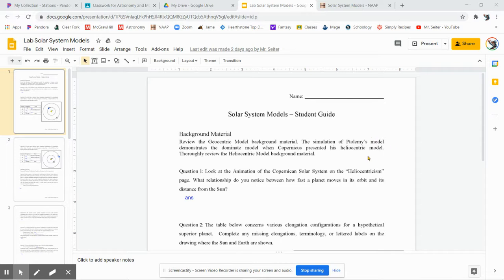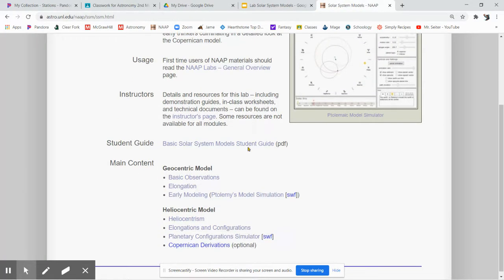The simulation of Ptolemy's model demonstrates the dominant model when Copernicus presented his heliocentric model. Thoroughly review the heliocentric model background material. So let's take a look.